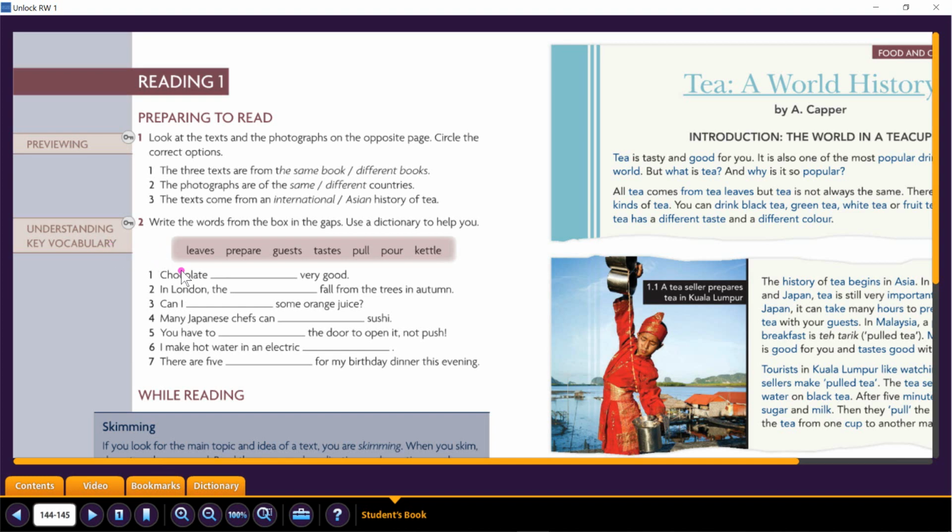Starting with number 1, or before that, we need to read again the terms. Here we have leaves, prepare, guests, taste or tastes, pull, pour, and kettle. Okay, number 1, chocolate what? Very good.